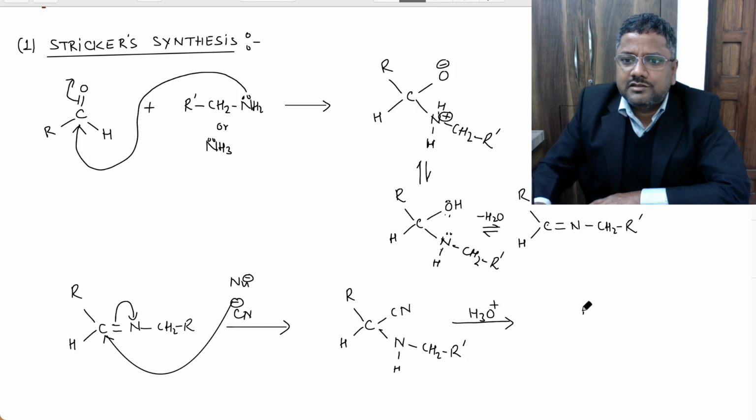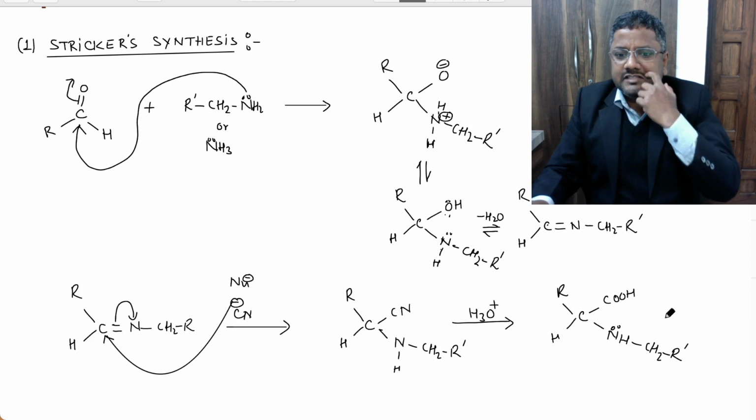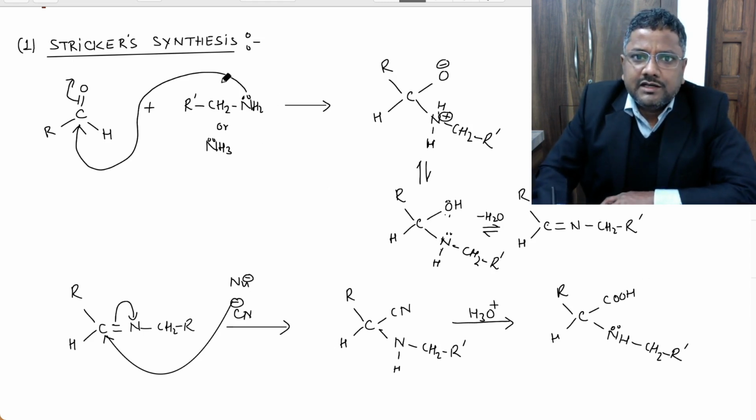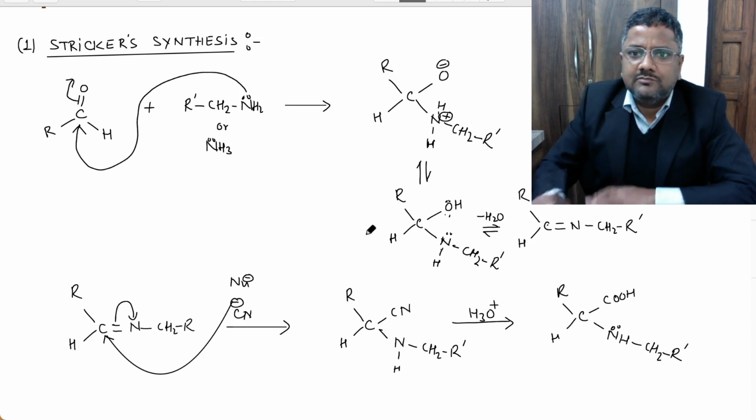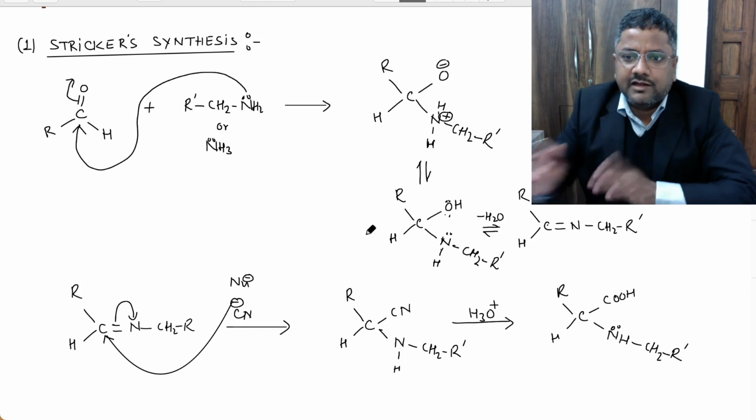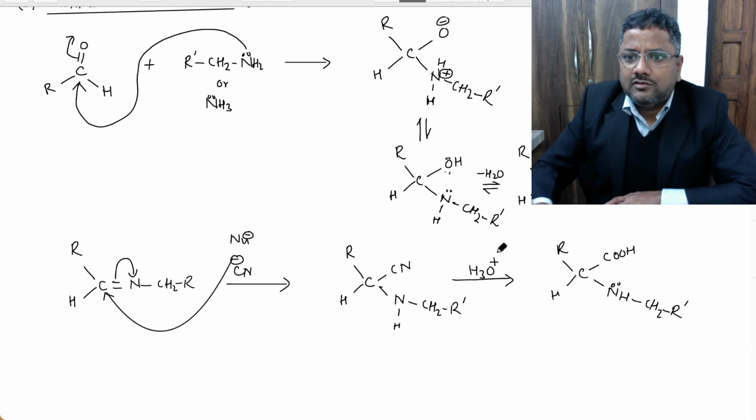So you will get COOH, R, H, NH, CH2R dash, right? So this is the general reaction. When you take ammonia in place of this, you will get here NH2, right? So I have written first this general reaction, familiar reaction to yourself. Now, this is an alpha amino acid, right? See, this is the alpha carbon, and the amino group is there.